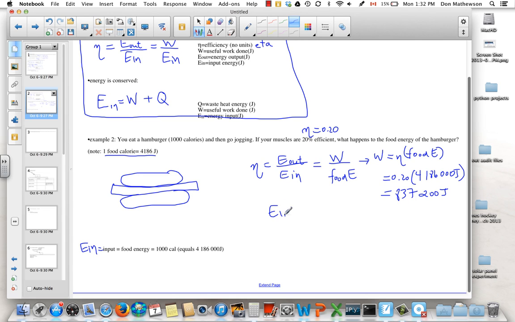So, of course, energy is conserved. So how much thermal energy is created as you're jogging? Well, you burned off 4 million joules, and only 837,000 was converted to useful work, so the remainder was thermal energy.